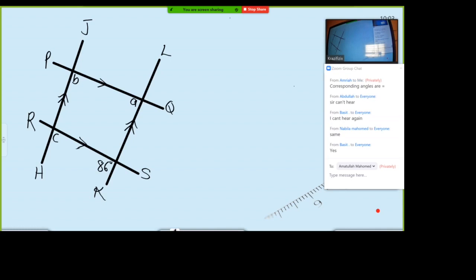Okay. We're looking for A, B, and C. Quickly. Tell me, let's start with A. 86. Do we agree? Amatula says it's 86. Tasmia 86. Fatima, I need a reason.